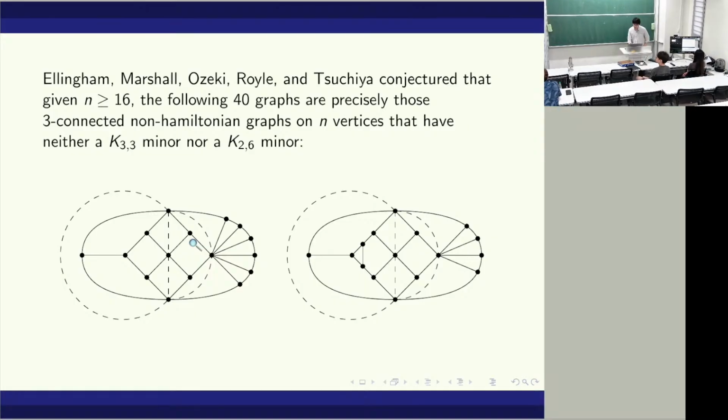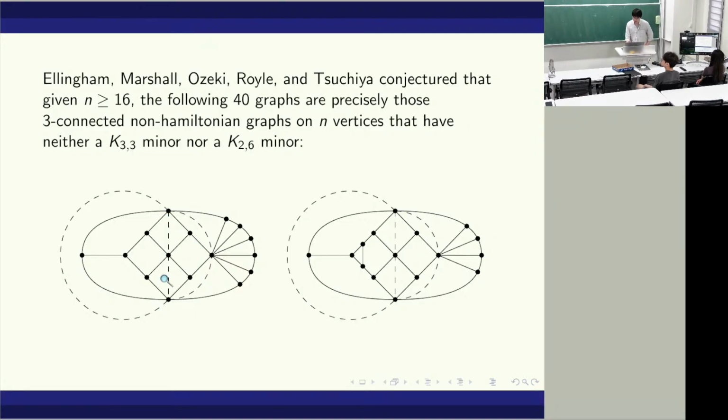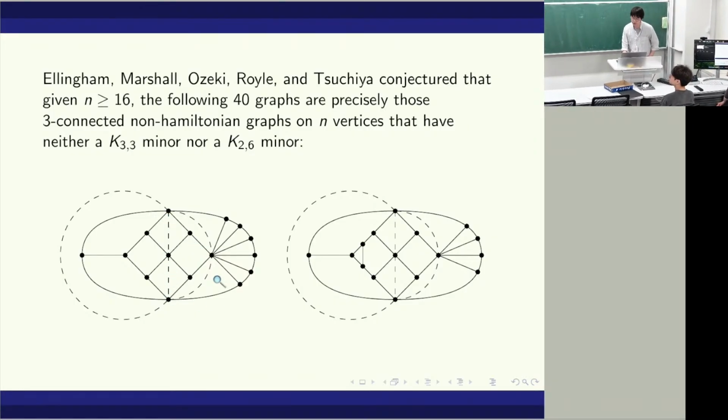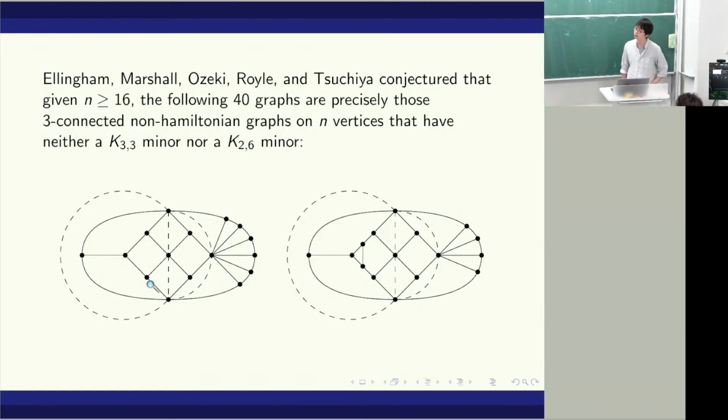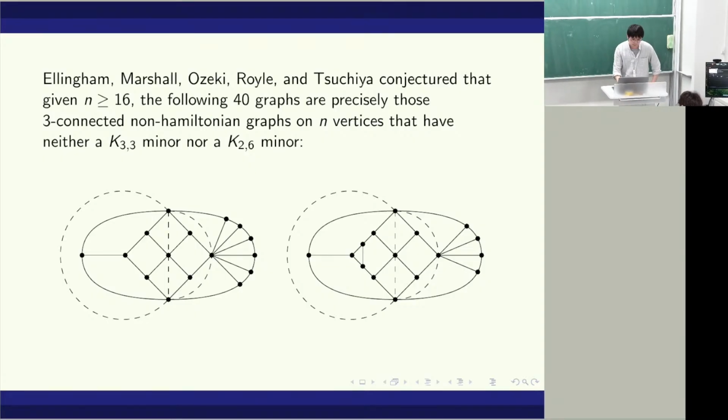Because the differences are just which dash edges you choose, and up to symmetry, they're always the same. When the number of vertices increases, the differences are only the size of this fan. So, yep, they want to characterize the exceptional cases. Oh, I see.